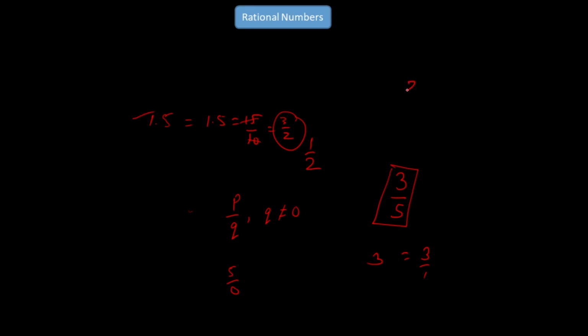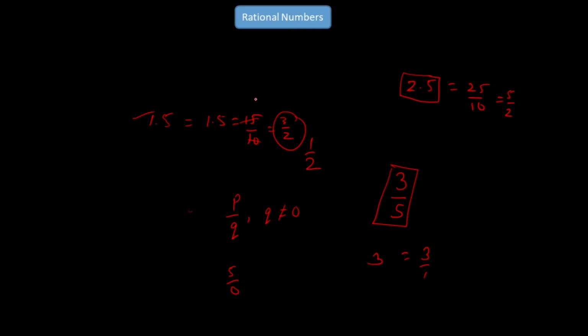What about this number 2.5? Is this a rational number? Yes, this is also a rational number. Why? Because this can be further written in the form of P upon Q. Means this decimal number is also a rational number.